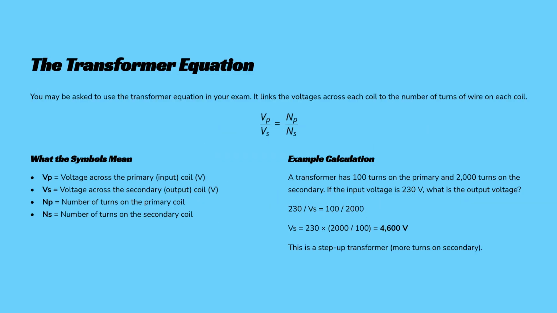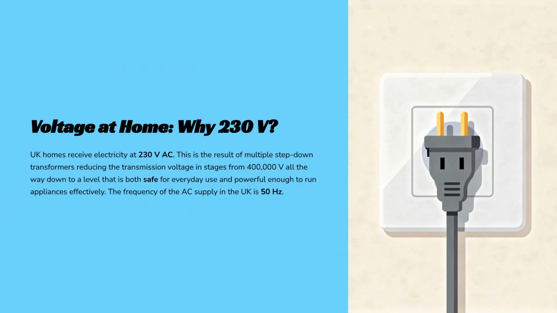You may need the transformer equation in your exam. It links the primary and secondary voltages to the number of turns on each coil, allowing you to calculate the output voltage. In the UK, we use 230 volts at 50 Hz for our homes. This standard level is designed to be high enough for our appliances to work, but low enough to be safe.